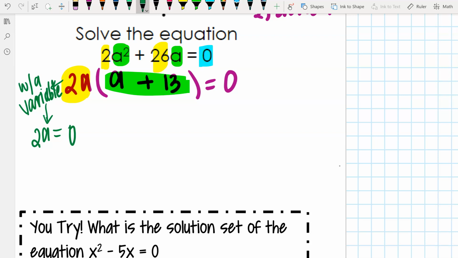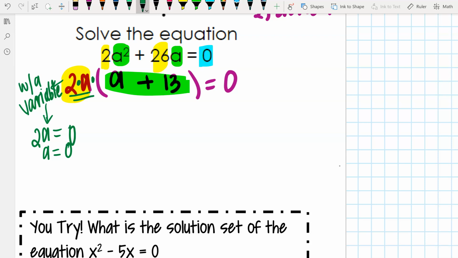We need to figure out if there's other numbers that make it 0, but 2 times a can somehow, if that can give us 0, then we need to check it, okay? So here, if we solve for a, the only way we can get 0 is if a is actually 0. So that is going to be one of our solutions.